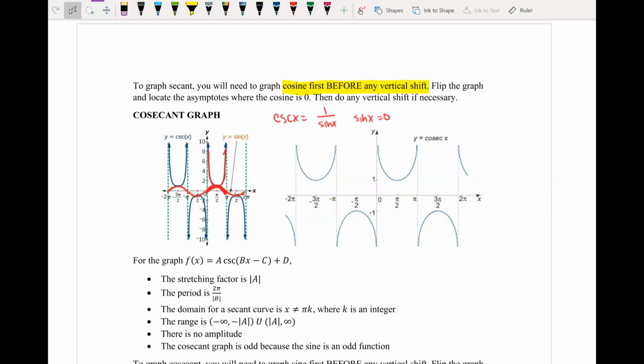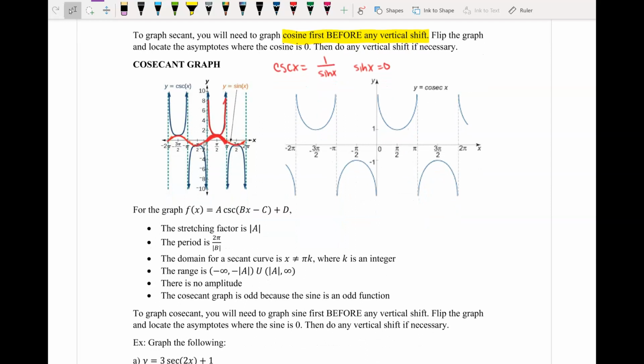Again, same thing, some key features of the cosecant graph. The stretching factor is the absolute value of a. The period is still 2 pi over b. You can see the domain is shifted over pi over 2 units, so x is everywhere except where the asymptotes will be, where it's equal to pi k. So every pi units, you end up getting an asymptote.